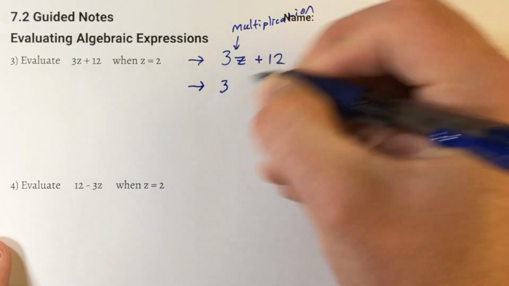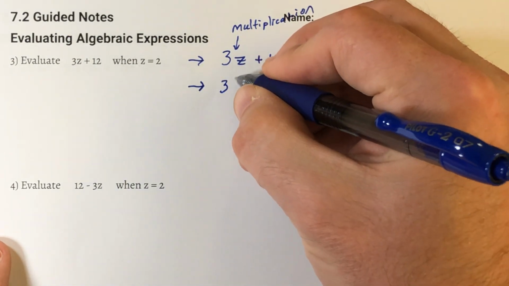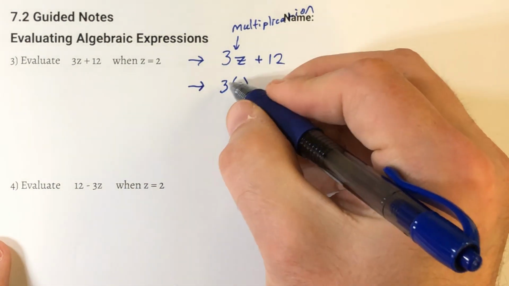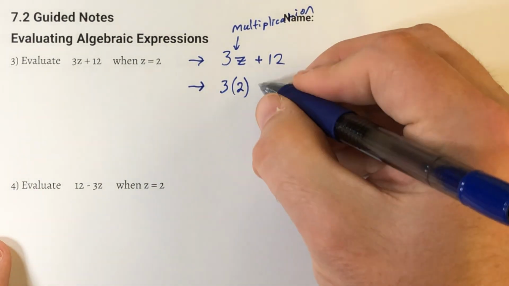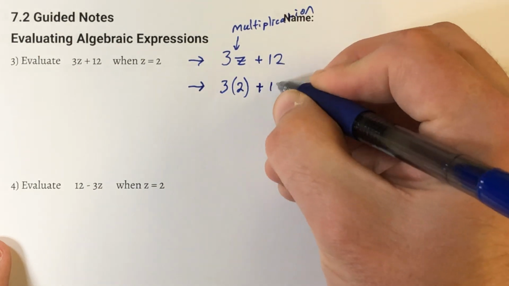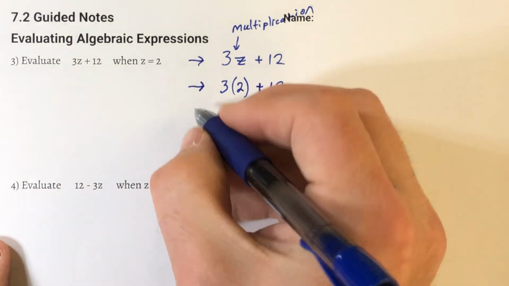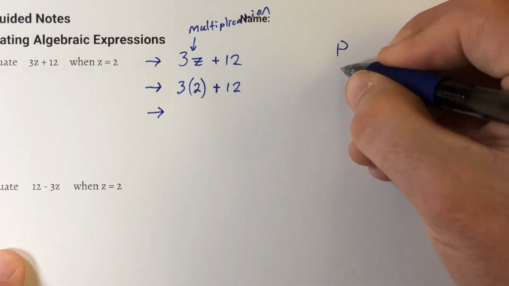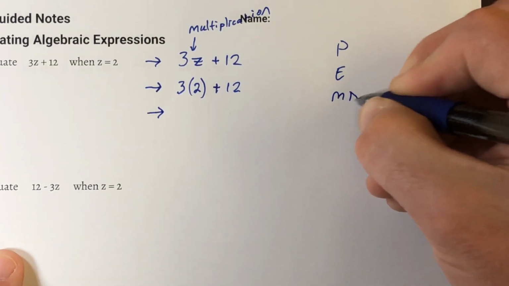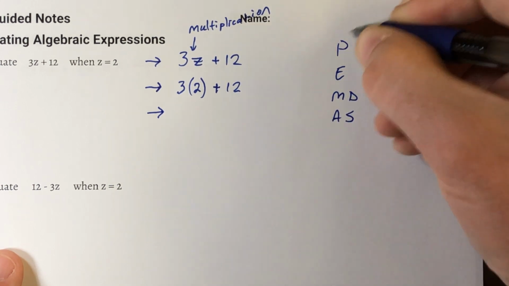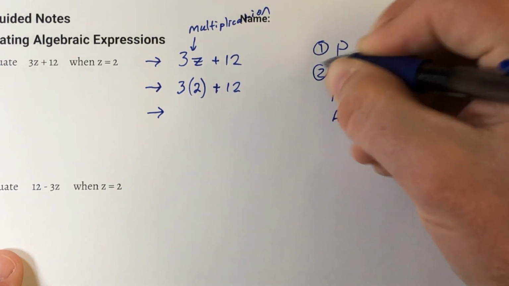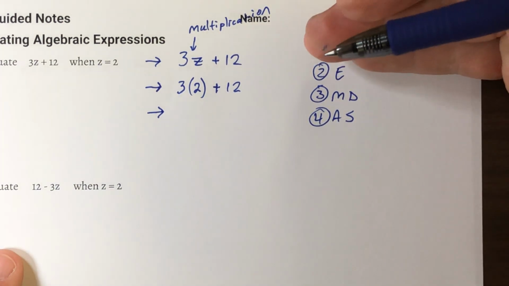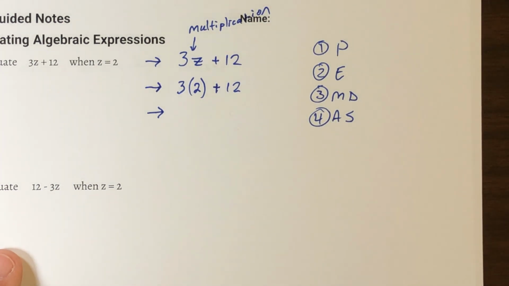So let's substitute z with 2. So 3, I see the z, I'm going to replace it with a 2. I'm going to go ahead and write parentheses as my multiplication sign. You can use a dot. You can use other methods. All right, plus my 12. Third step, start solving. Again, using parentheses, exponents, multiplication or division, addition or subtraction in that order. First, second, third, and fourth. Repeat or start back at step 1 as many times as necessary.